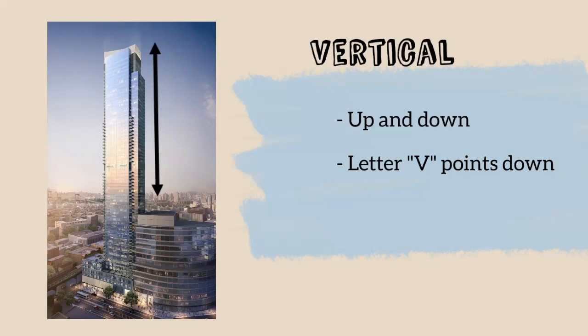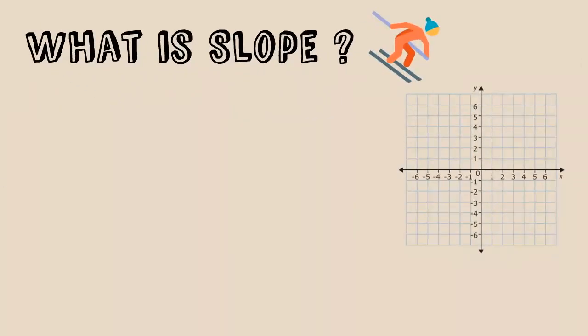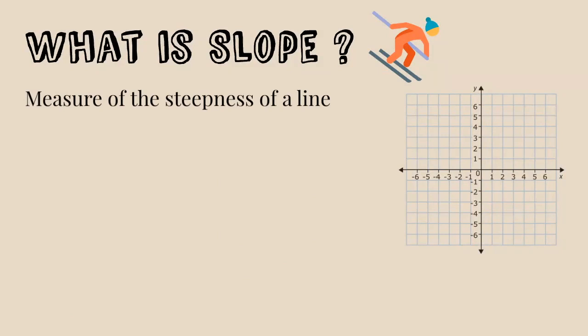Now that we got that covered, let's apply horizontal and vertical lines to graphs and equations for Algebra 1. This is also going to include slope. So what is slope? A slope measures the steepness of a line. Slope is defined as rise over run.